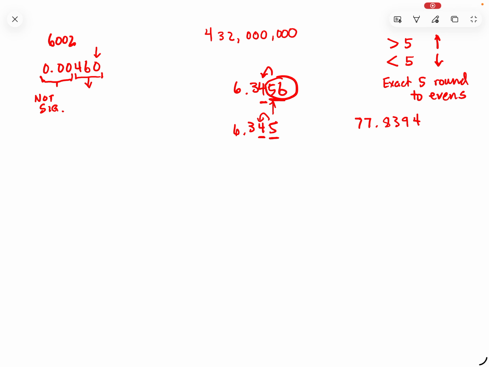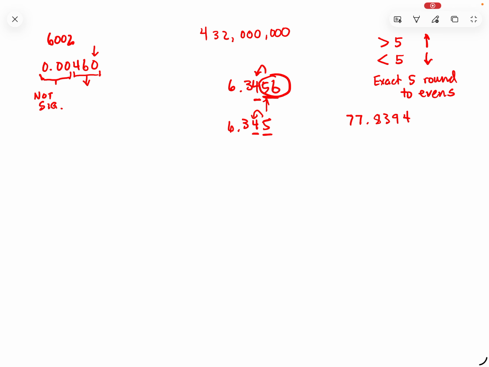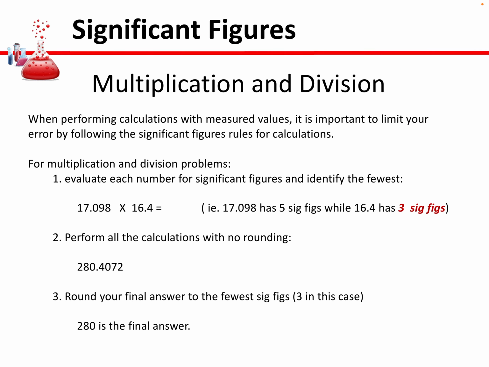So we've got 14.328. All right, so if we line it up like that, our addition, subtraction will tell us where we need to round to.